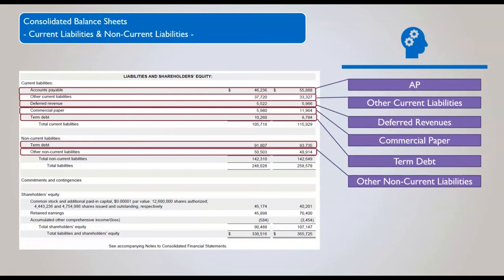The next line item we see is called Other Non-Current Liabilities. As we will see in later lectures, as disclosed in Note 3 of the notes to the financial statements, other non-current liabilities include $29.5 billion of long-term taxes payable and another $21 billion of other non-current liabilities.